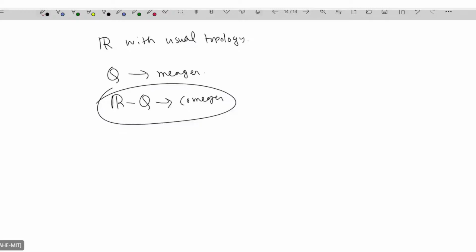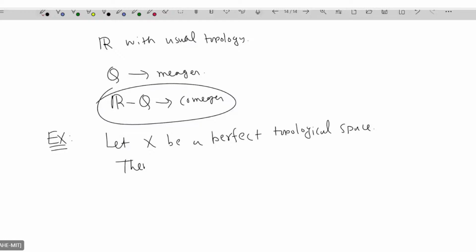Any other examples? Actually, if you consider any perfect space, so let X be a perfect topological space, then any countable set in X, any countable subset of X, is of first category.